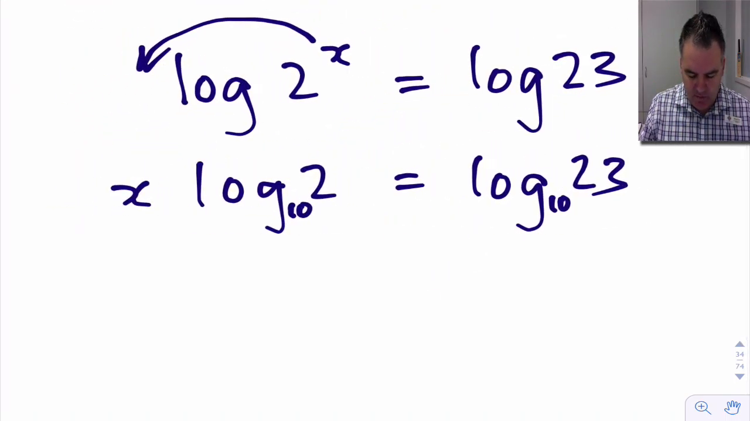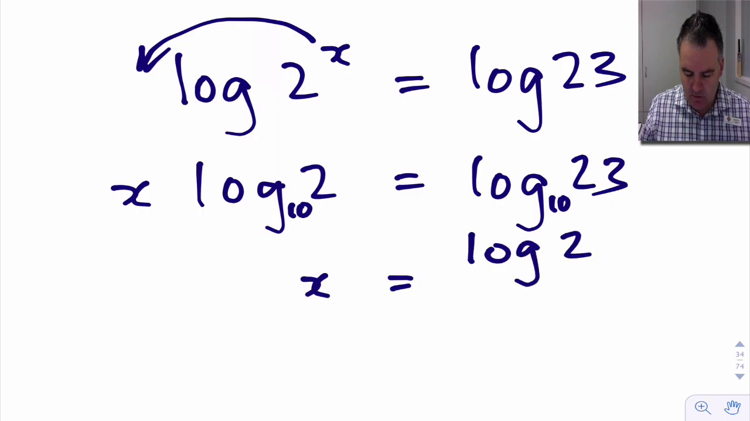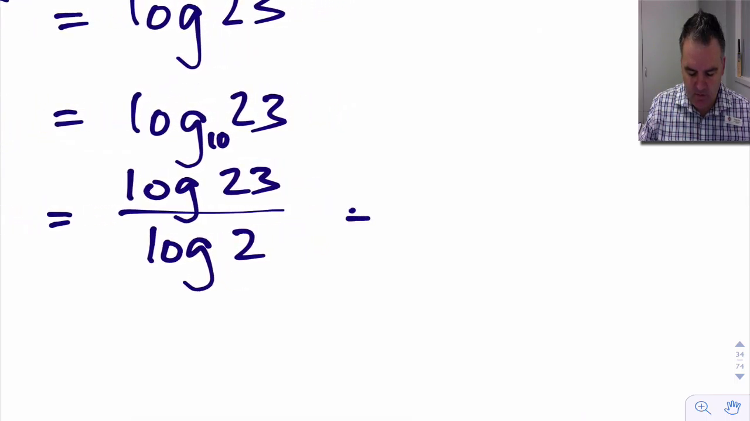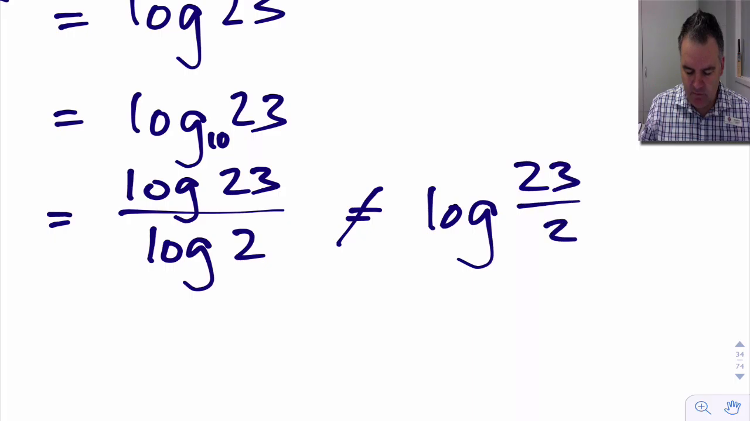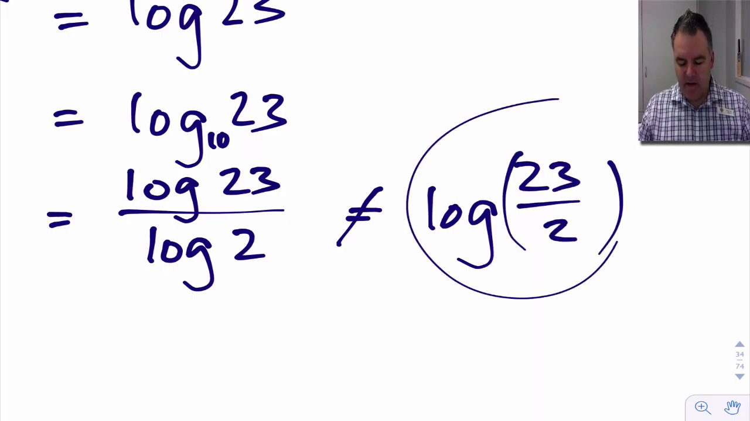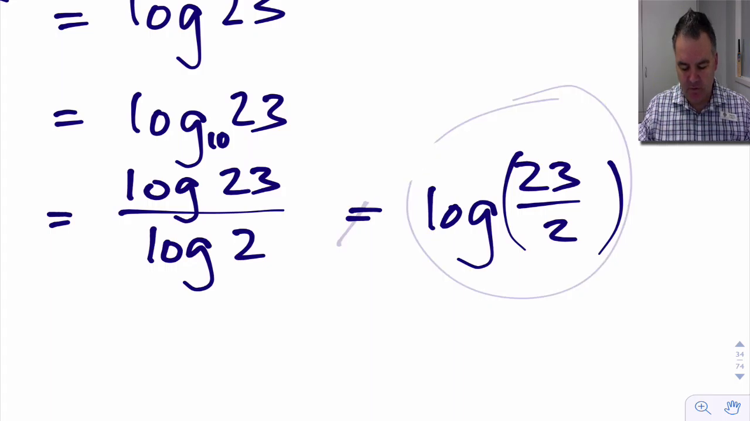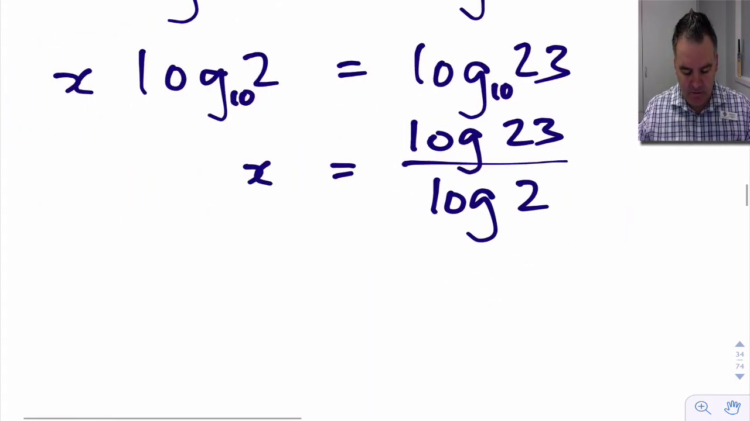So therefore, we're going to divide to find x now and say x is log 23 divided by log 2. Now this is very important to know that this is not the same as log 23 over 2. That one there would be log 23 minus log 2 using the second log law, but it's not the same as log 23 divided by log 2. Sometimes people get those two confused. So let's not do that.